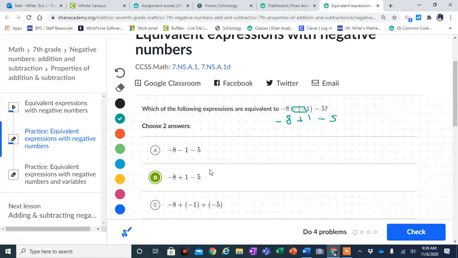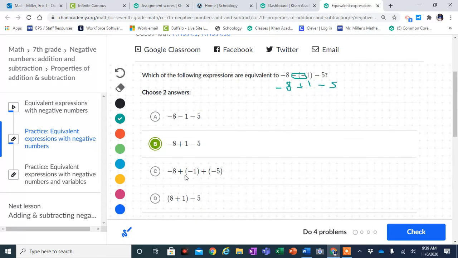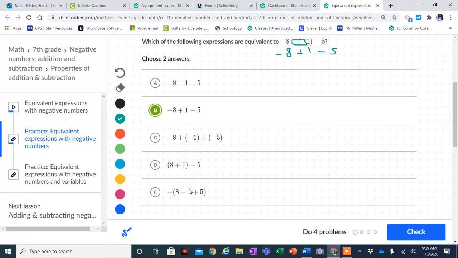There's two answers though. For C, they have negative 8 plus a negative 1. That's not a negative 1. And then for D, they have a positive 8 plus a 1. That's not a positive 8. And then finally for E, they have a negative sign, and then they have everything in here as its opposite. So negative 8, negative, negative becomes a positive 1, and then negative, positive 5 gives you a negative 5.